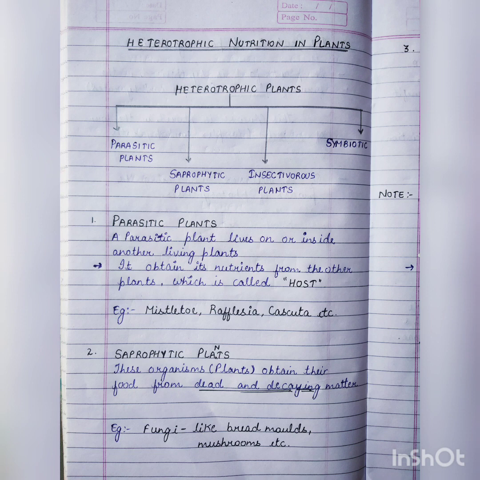There are 4 types of heterotrophic plants: parasitic, saprophytic, insectivorous, and symbiotic. Write down about each in brief. Parasitic plants obtain their food from other living organisms or other living plants, which is called the host. Saprophytes grow on dead and decaying organisms and convert them into soluble form and absorb food from them.